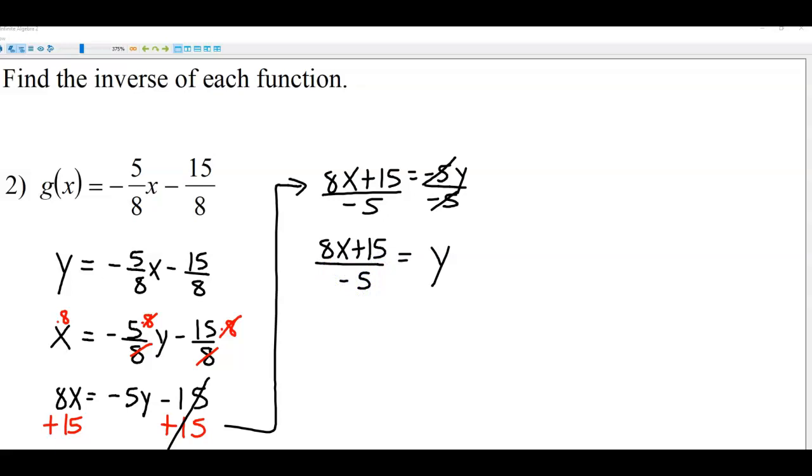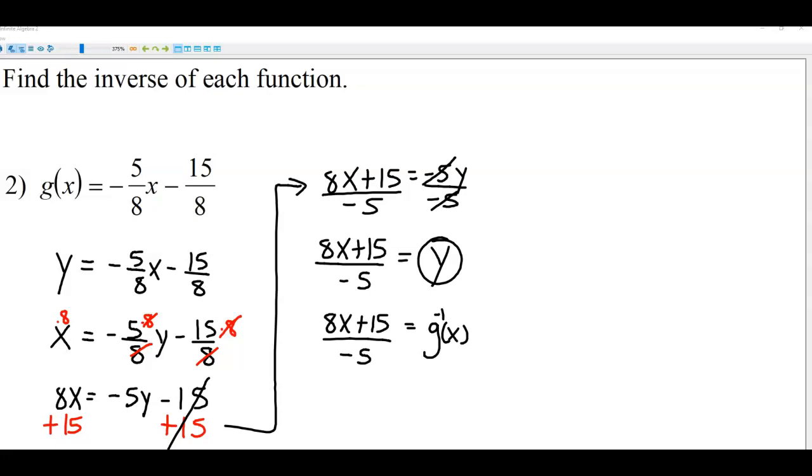Now, they're also going to probably replace the y here with a g of x again, but when they do this time, they're going to put a little negative 1 here to indicate that this is the inverse function. Now, this is not the only way the answer can be written.